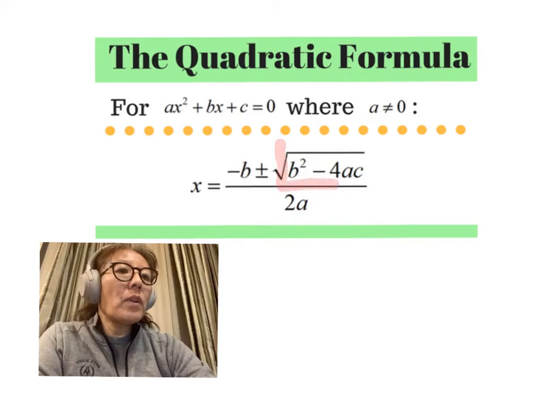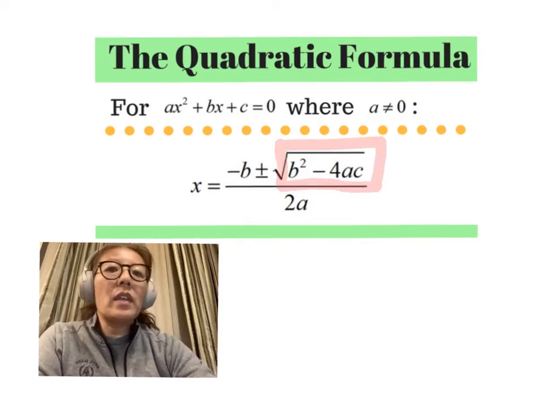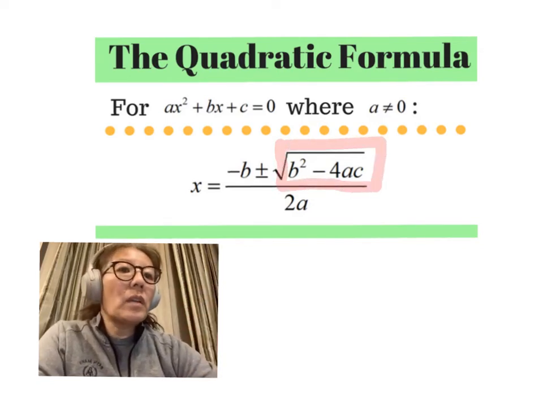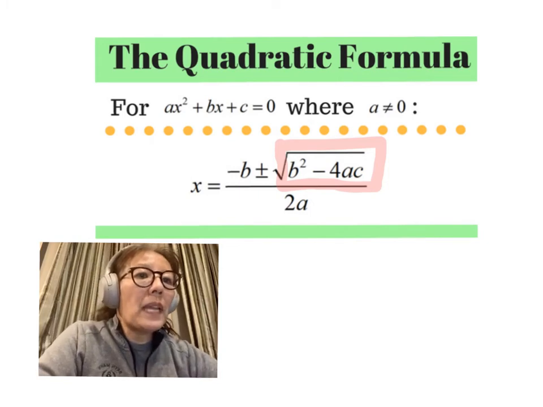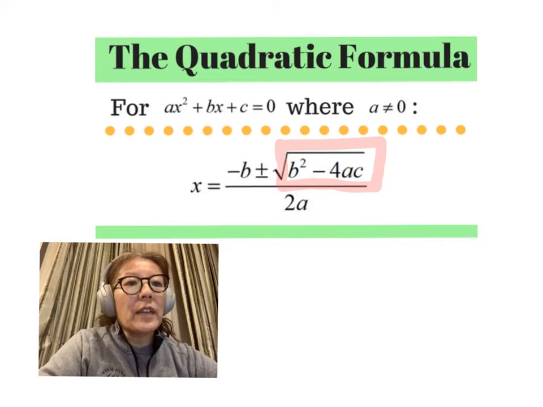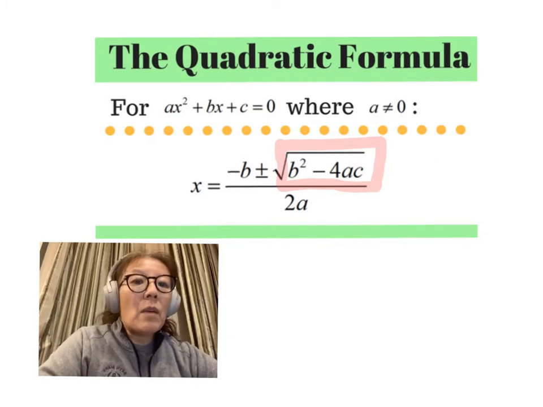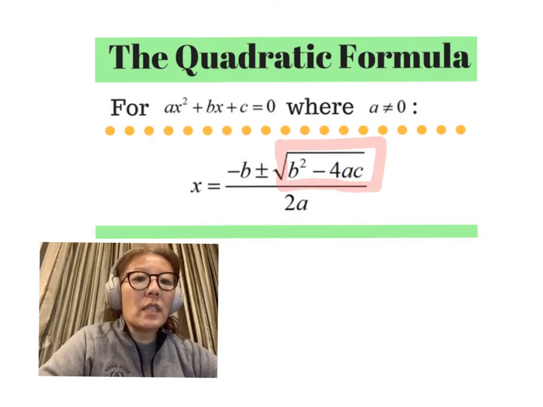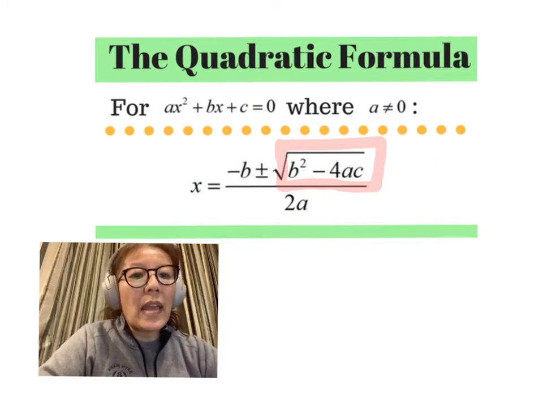There's one important concept here. It's called the discriminant, which is b squared minus 4ac. We're going to discuss this more in detail later, because this part of the quadratic formula, the discriminant, determines how many solutions the quadratic equation has.